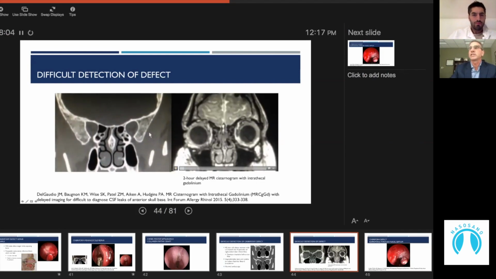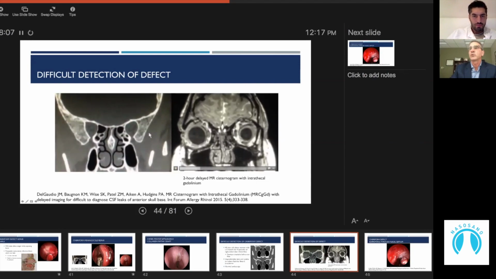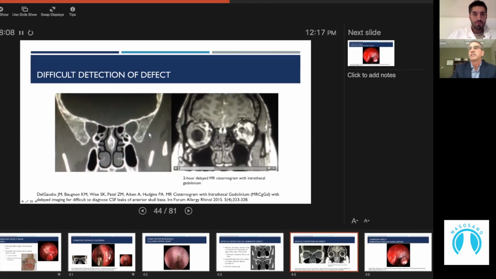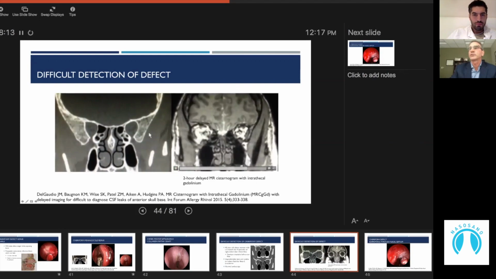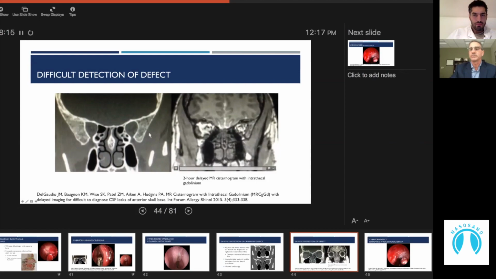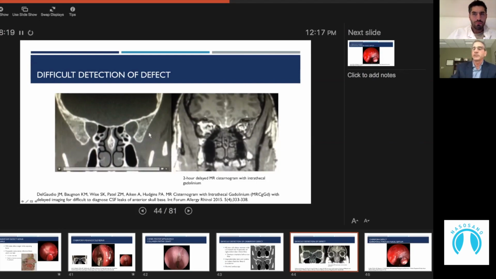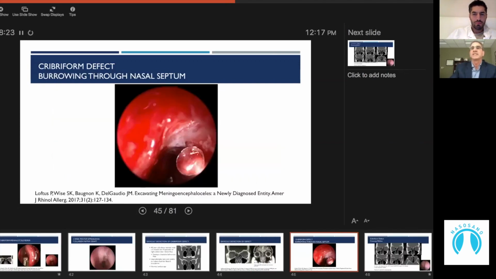Now let's look at the intrathecal gadolinium here, right up here at the olfactory fossa. And we can see some gadolinium extending below the skull base into the upper septum. This is something that we termed excavating meningoceles, and we have a series of patients, approximately a dozen or more of these patients. This is what it looks like intraoperatively.